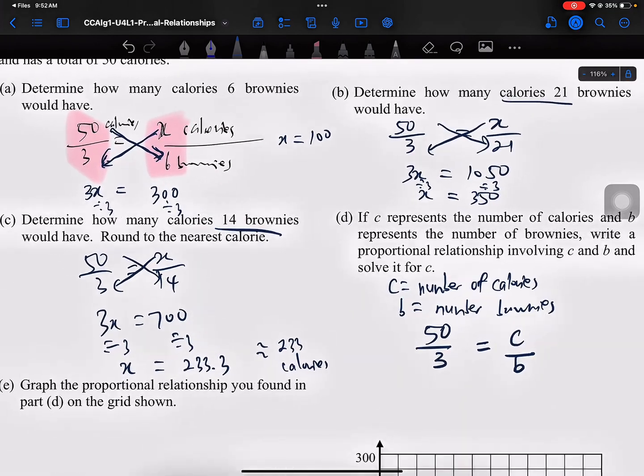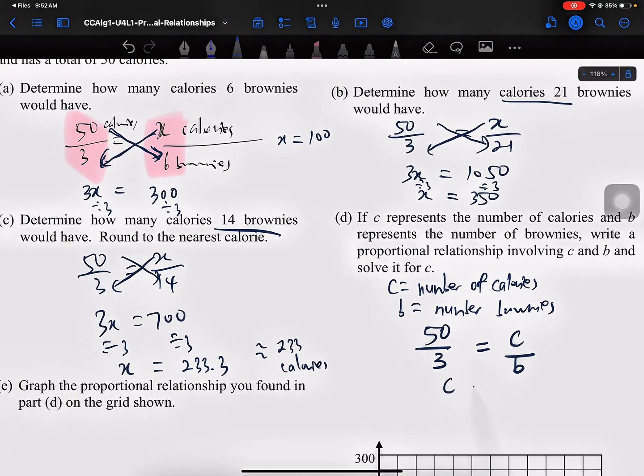Then the question asks us to solve with C as the subject. So C is equal to this one multiplied here: 50 over 3 multiplied by B. So it is C equals 50 over 3 B. This is a division, C divided by B. When we bring B from the left side to the right side, it changes sign to multiply.